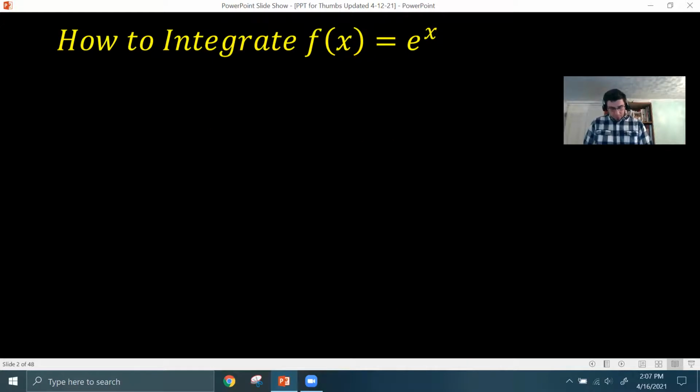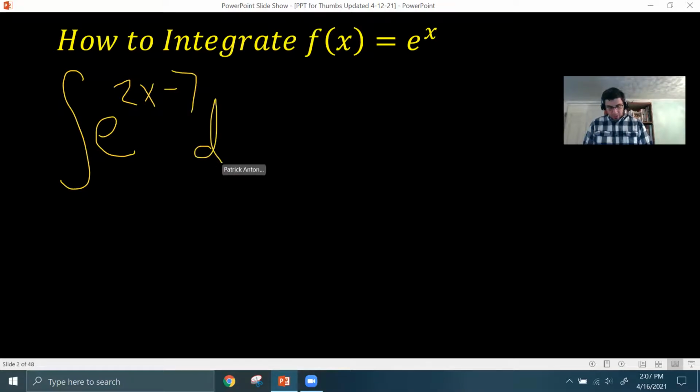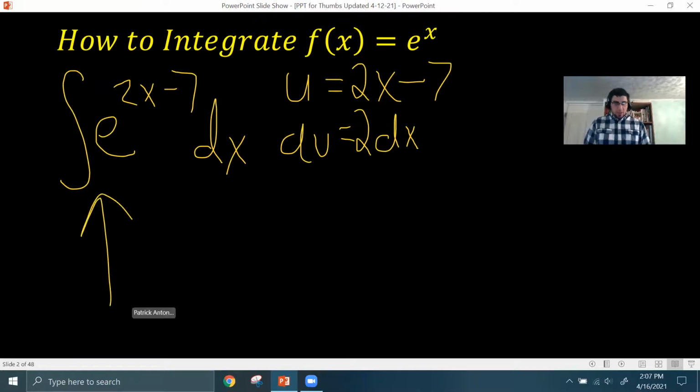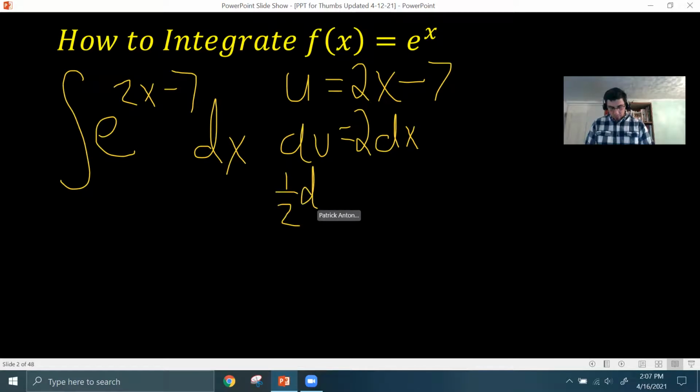Let's do another one. If I had the integral of e to the 2x minus 7 dx, I want to antidifferentiate that. So u is 2x minus 7. du is 2 dx, right? But the issue here is that there is no factor of 2 in the integrand there. But since it's a constant, we can adjust for it. For example, if you multiply both sides by a half, you would have half du equals dx, and now we can substitute. Everything lines up.